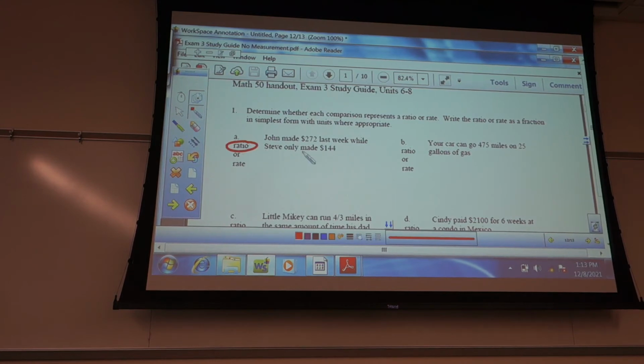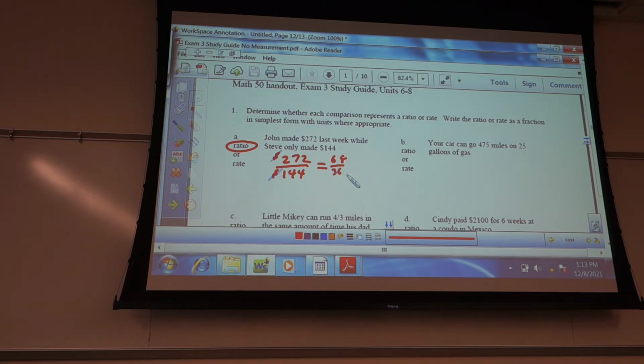Because they're both dollars. So it's 272 to 144. And the dollars cancel out, so those just go away. And then you've got to reduce it. So I bust out my calculator and say, okay, well I know they're both even, so they're both divisible by 2. Are they both divisible by 4? 272 divided by 4, yep. 144 divided by 4, yep. When I do that, I get 68 over 36.